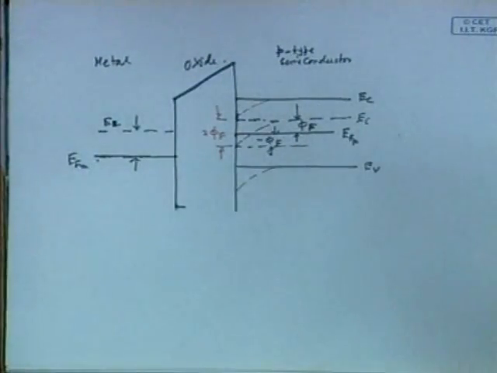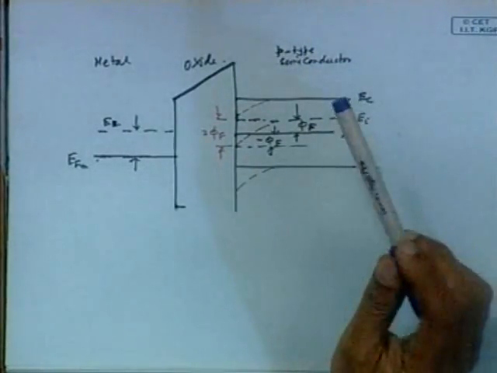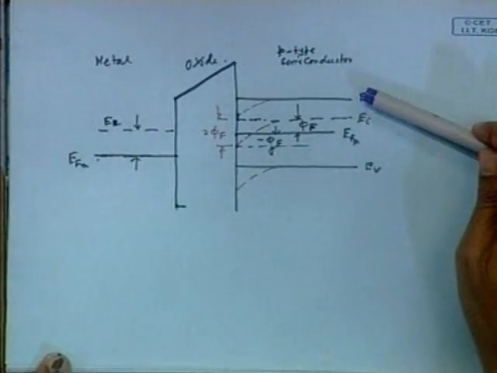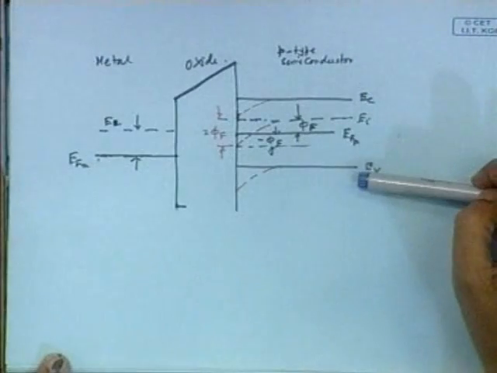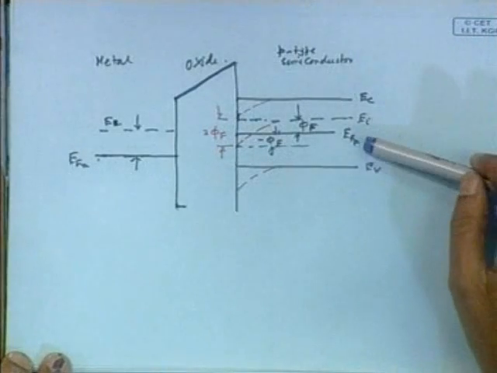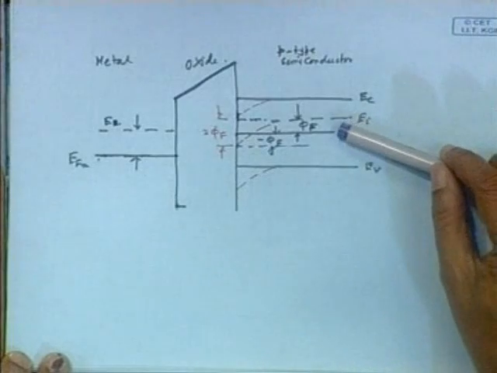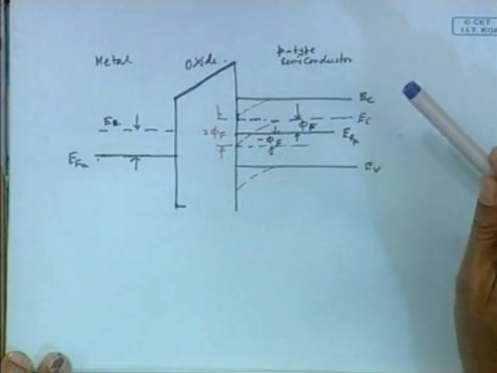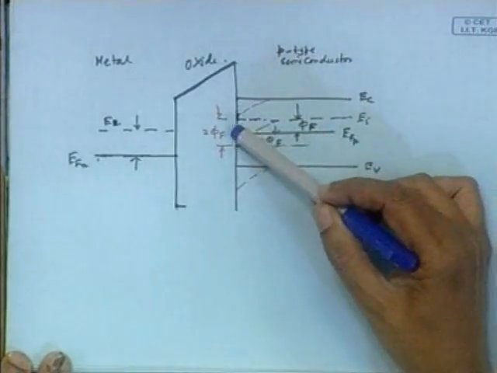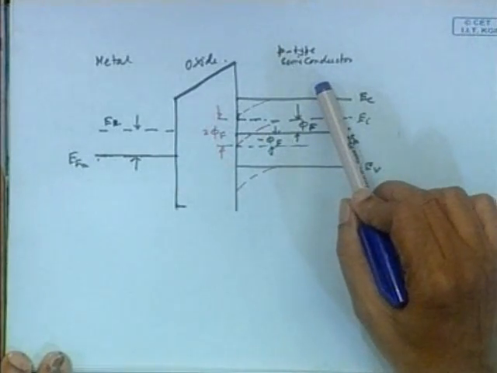We have a metal oxide and the PN semiconductor, a PN junction, with a P-type semiconductor that is the substrate. If you look at it initially, this is the conduction band, this is the valence band, and this is the EI, the intrinsic Fermi level. Since it is a P-type material, normally the Fermi level of the P-type semiconductor will be negative, and the black line indicates the Fermi level of the P-type semiconductor.